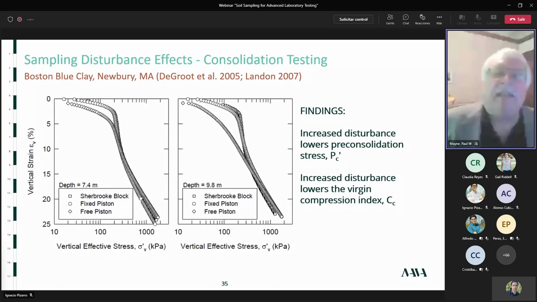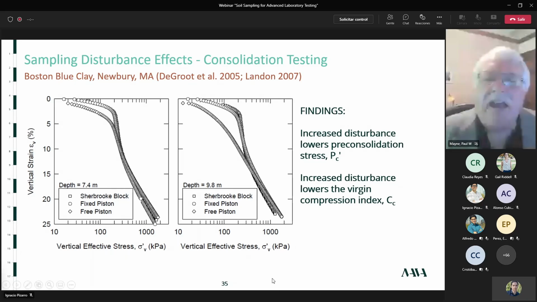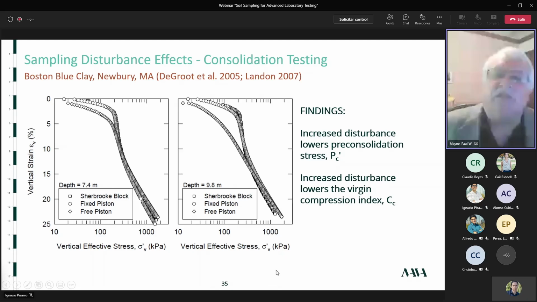Now, what about sample disturbance effects on consolidation testing? There are many, many papers written about this. I just happened to pick a couple of recent references on this. Don DeGroot, 2005, Melissa Landon, 2007. And I guess it would have been better if this figure was in color so we could separate them out. But we have a Sherbrooke block sampler, we have a fixed piston, and we have a free piston. So the best is the Sherbrooke, next best is fixed piston, and the weakest of the 3 would be the free piston.